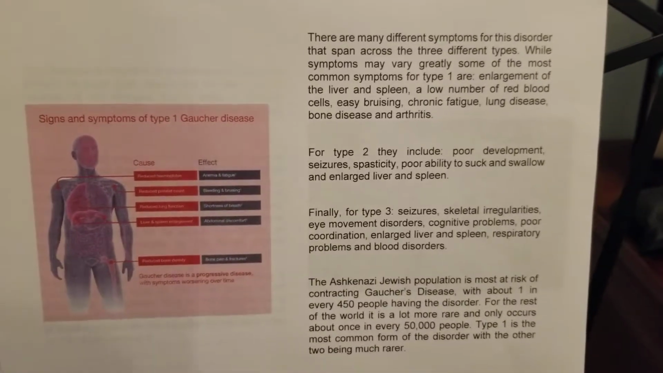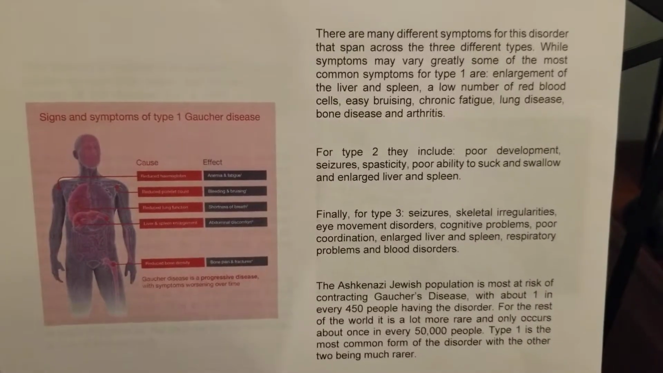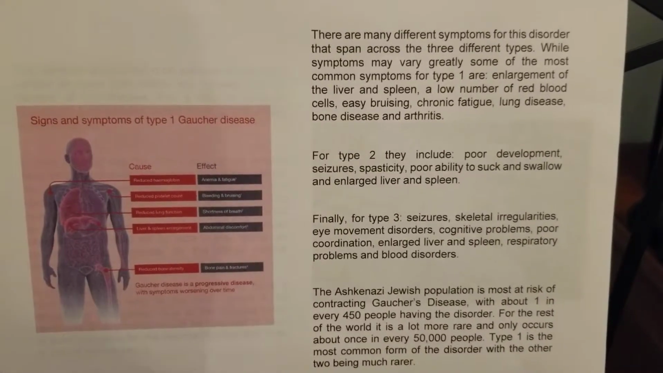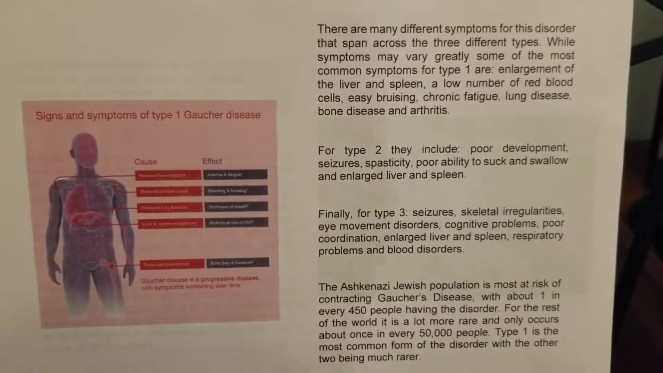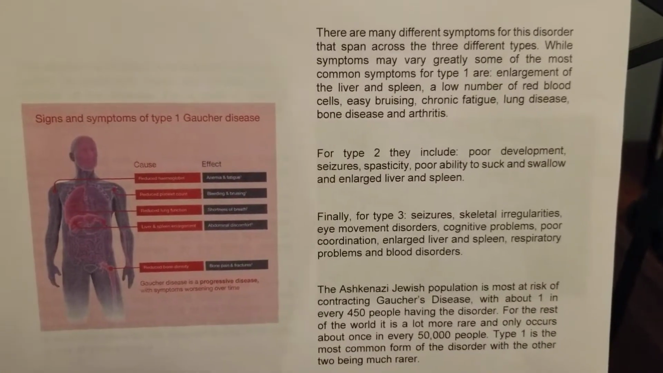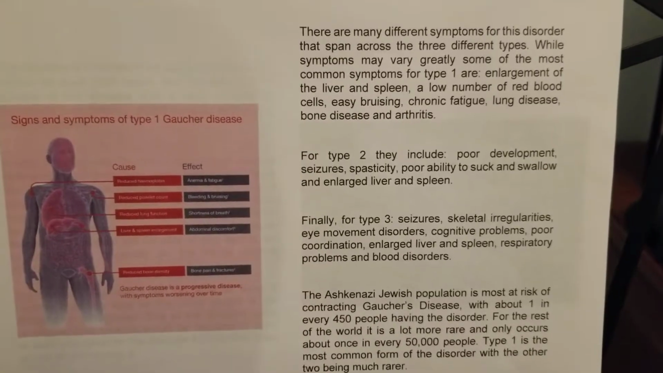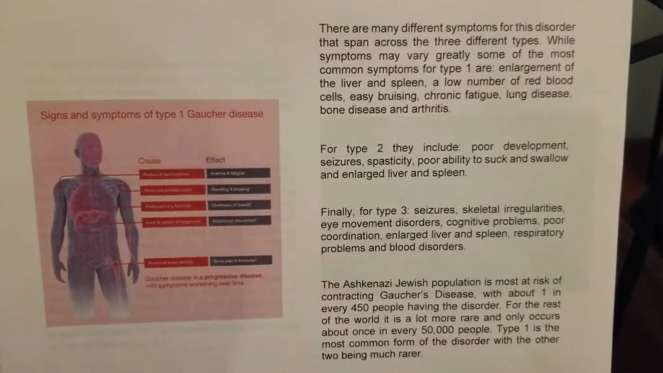There are many different symptoms for this disorder that span across 3 different types. While symptoms may vary greatly, some of the most common symptoms of type 1 are enlargement of the liver and spleen, a low number of red blood cells, easy bruising, chronic fatigue, lung disease, bone disease, and arthritis.